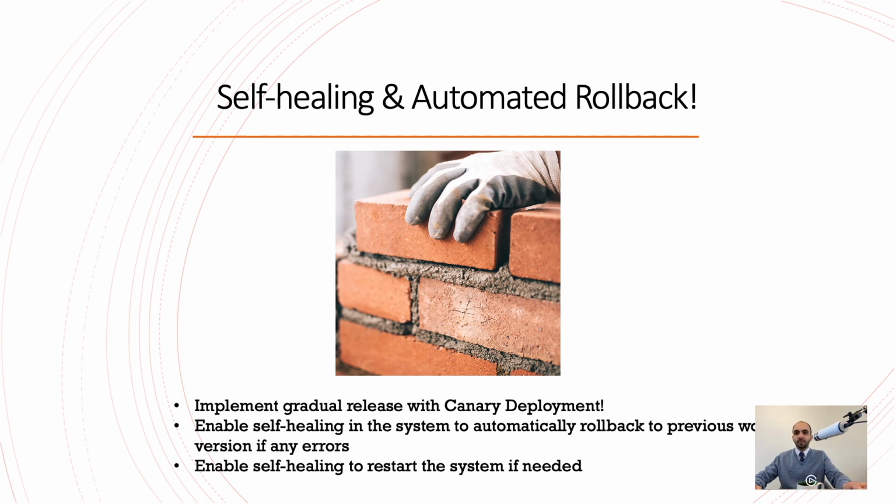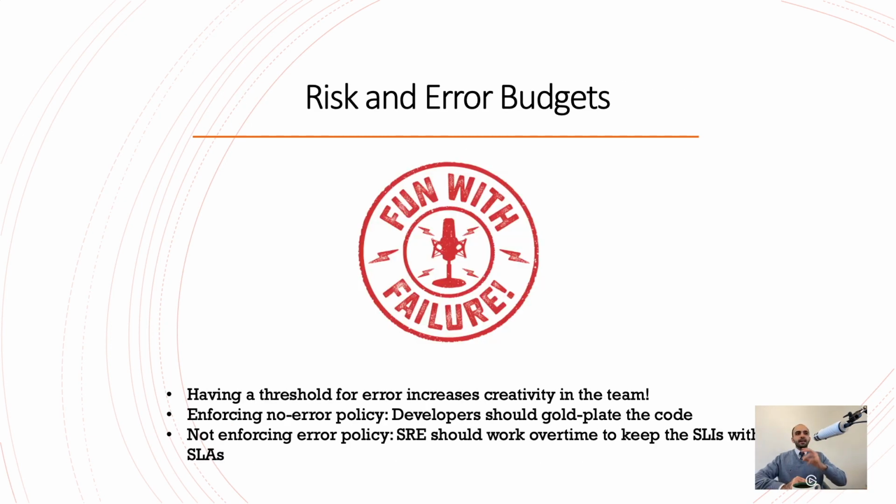If one of those deployments has a problem, we should be able to automatically roll back to the previous working version. And also we should enable self-healing to restart the system if there are a lot of errors happening. And lastly, we have risk and error budgets. We don't want to discourage developers from bringing code that is faulty to production. At the end of the day, we cannot completely stop errors in production.